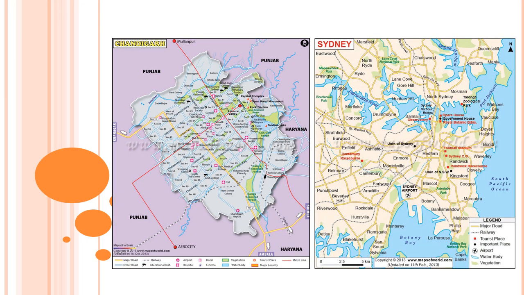Let's observe these two maps carefully. First map is of Chandigarh city and the other one is of Sydney city. Both of these places are in different countries. One is in India and the other one is in Australia. Can you find some common symbols in both the maps? Yes, they have some common symbols.